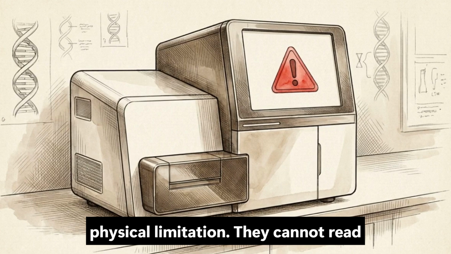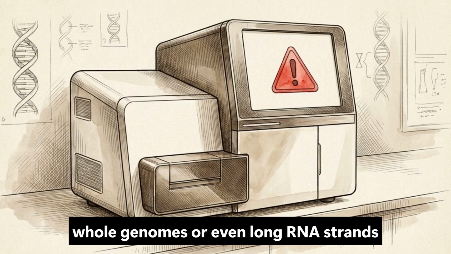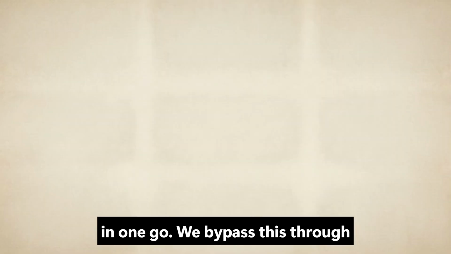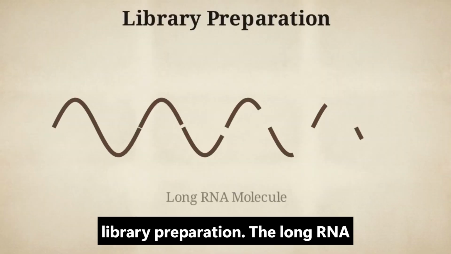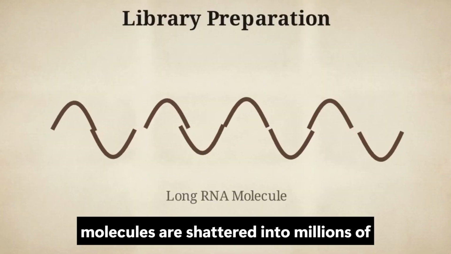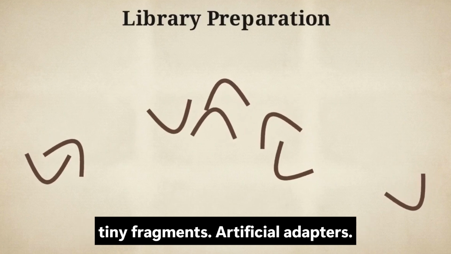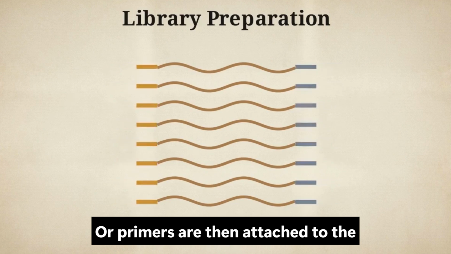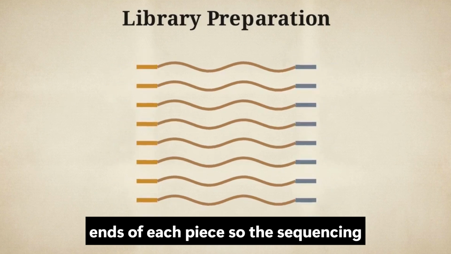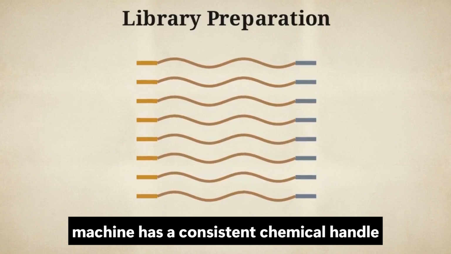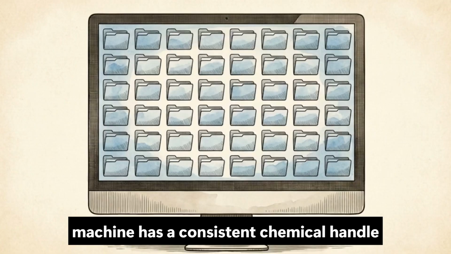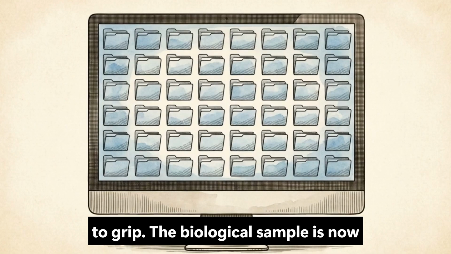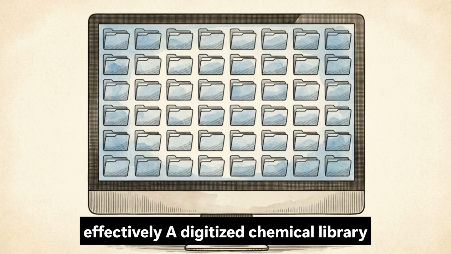However, modern sequencing machines have a physical limitation. They cannot read whole genomes or even long RNA strands in one go. We bypass this through library preparation. The long RNA molecules are shattered into millions of tiny fragments. Artificial adapters, or primers, are then attached to the ends of each piece, so the sequencing machine has a consistent chemical handle to grip.